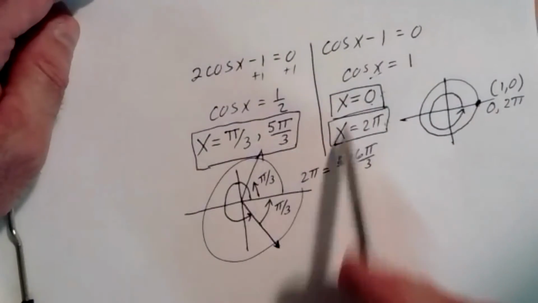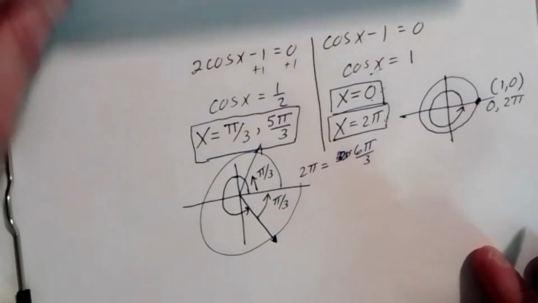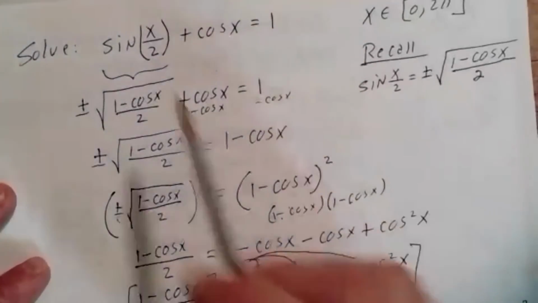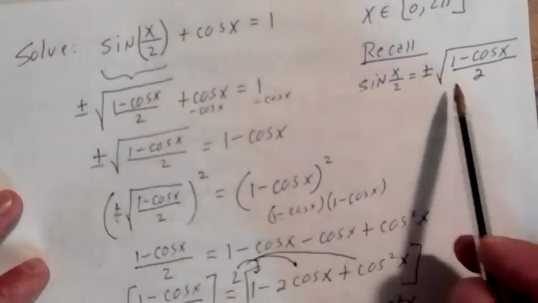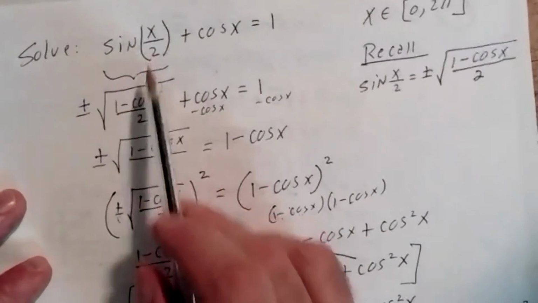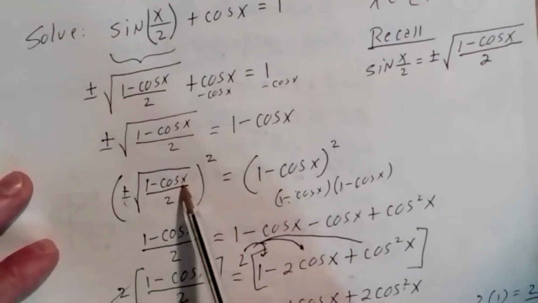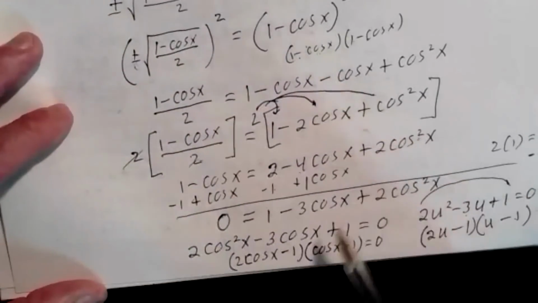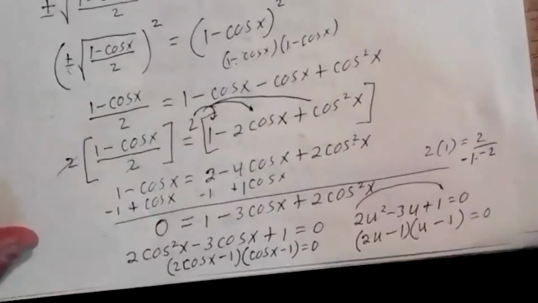There's all your solutions here to this trig equation that forced us to use the half angle identity for sine so that we could get our argument down from x over 2 down to an argument of just simply x throughout our entire equation here. Quite a problem, isn't it?